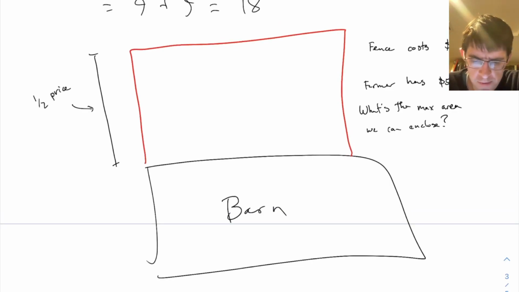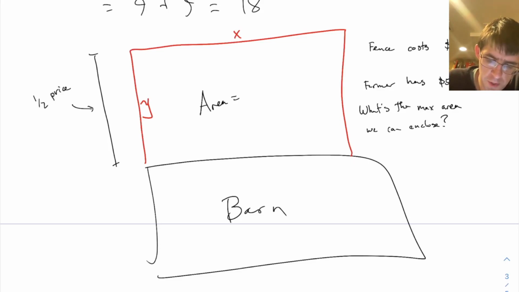We should maybe give some variables to the sides of the rectangle. I'll call this top side x and this one y, just because x goes horizontally and y goes vertically, all right? And the area of those two things is what I care about. And of course, the area equals x times y. The interesting thing to do at the beginning here is to write the area in terms of a single variable, like only x or maybe only y.